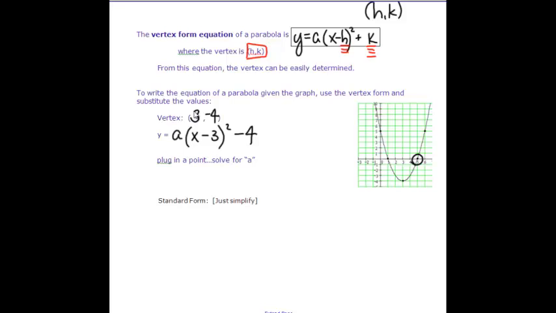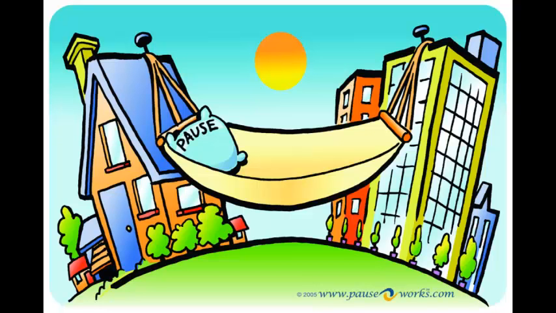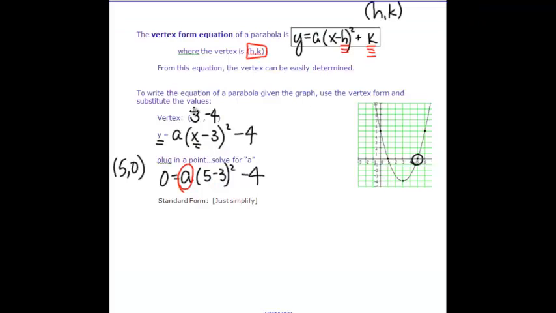And I'm going to plug that in for my x and my y. So I'm using the point 5, 0. So that's going to be 0 equals a times (5 minus 3) squared minus 4. And then I just go ahead and solve for a. So why don't you go ahead and do that and tell me what you get? I got a equals 1.